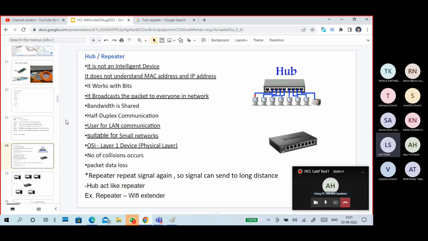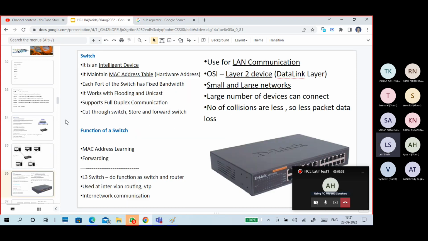It is suitable for small networks. Why? Because of this broadcasting. This kind of broadcasting causes a number of collisions. Packet collisions are there, and the collisions lead to packet data loss. So that's why it is suitable only for small networks. Of course, it is used in LAN communication. It is a layer 1 device. So we'll see the next one, which is the switch.